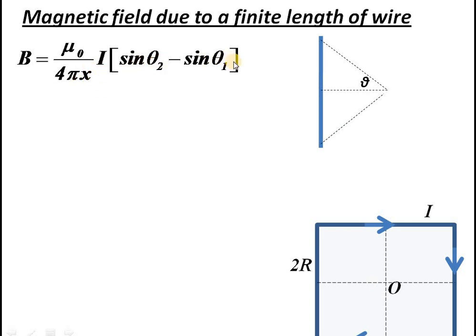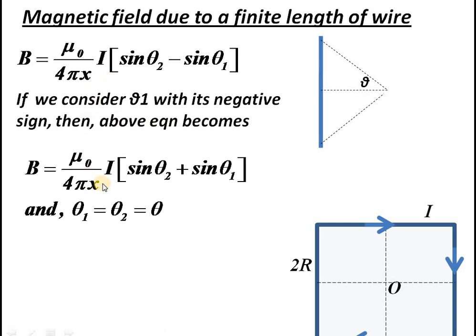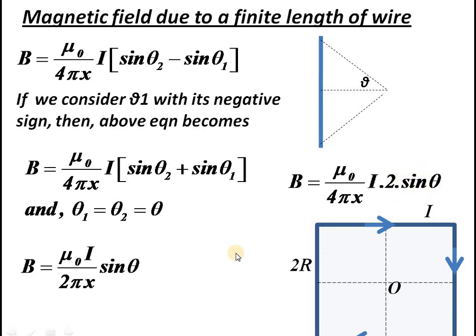And what about sin theta 2 and sin theta 1? We know theta 1 is downward and theta 2 is upward, as we have already seen. So theta 1 you can take as negative, whereas theta 2 is positive. We can incorporate this idea here, and the value of x is r. So what happens? Sin theta 2 minus of minus, that is plus sin theta 1. And of course this is a square, so both angles will be the same: theta 1 equals theta 2 equals theta. So this becomes sin theta plus sin theta, that is 2 sin theta. So you can sum it up now.